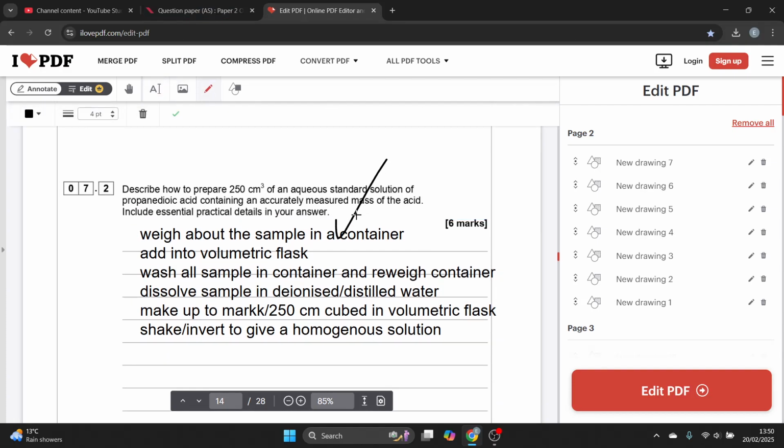Weigh out the sample in a container, add it to the volumetric flask, wash with some of the container, reweigh the container, dissolve the sample with deionized / distilled water, make up to the mark, 250 centimeters cubed, in the volumetric flask, shake / invert to give a homogeneous solution.